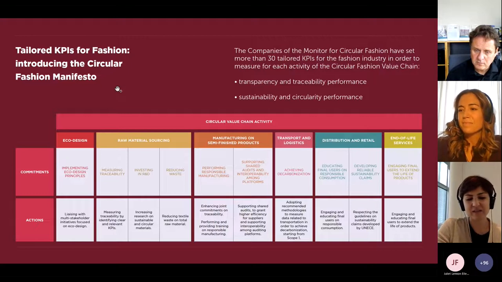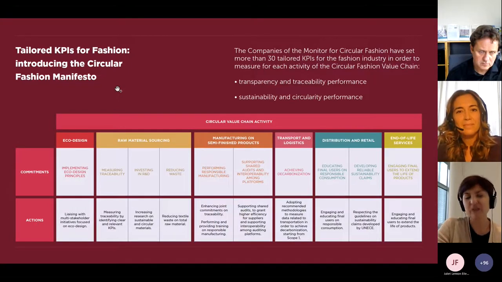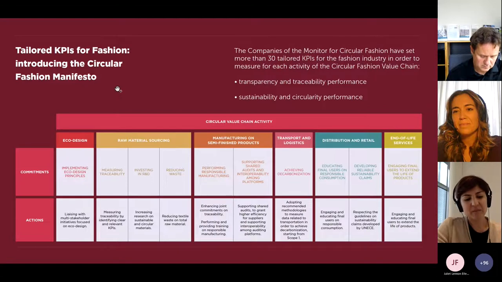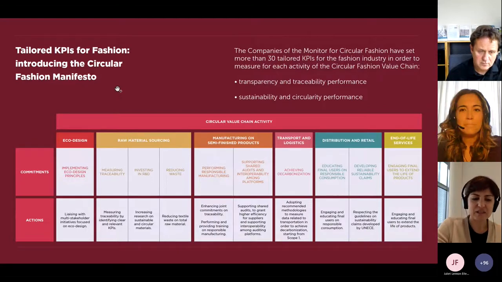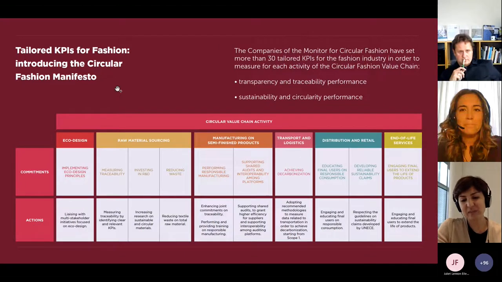And we also have identified more than 30 tailored KPIs for fashion, for the different activities of the circular fashion value chain, from eco-design, that is the key topic today, up until end-of-life services. Just an example for eco-design. One of the KPIs was the percentage of multi-stakeholder collaborations that apply eco-design principles on total multi-stakeholder collaborations.